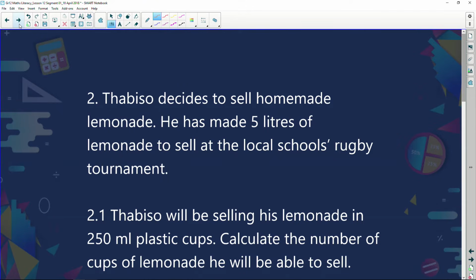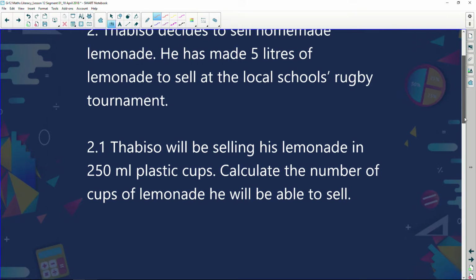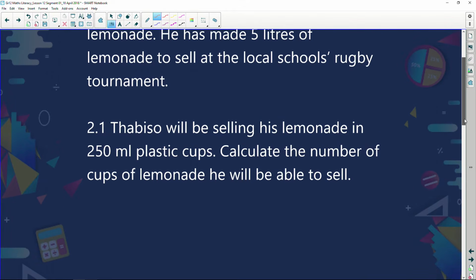My next example. Tabiso decides to sell homemade lemonade. He has made 5 liters of lemonade to sell at the local school's rugby tournament. Tabiso will be selling his lemonade in 250 ml plastic cups. Calculate the number of cups of lemonade he will be able to sell. Okay, so he's got 5 liters and we want to see how many times 250 mils will go into this.